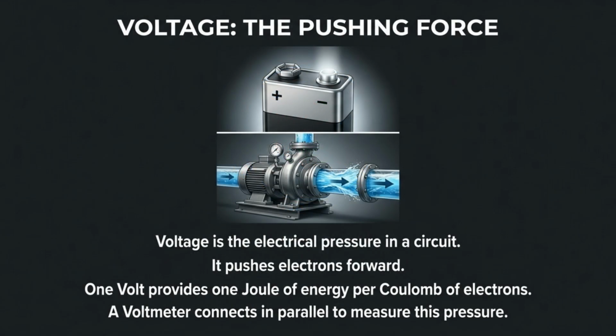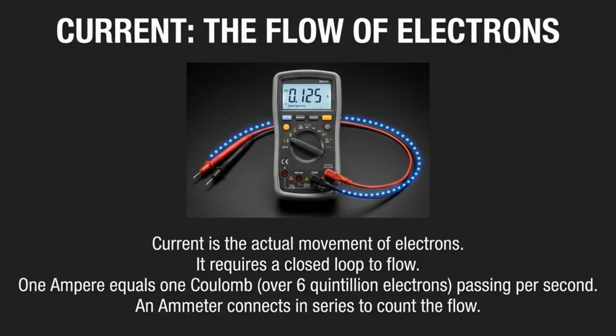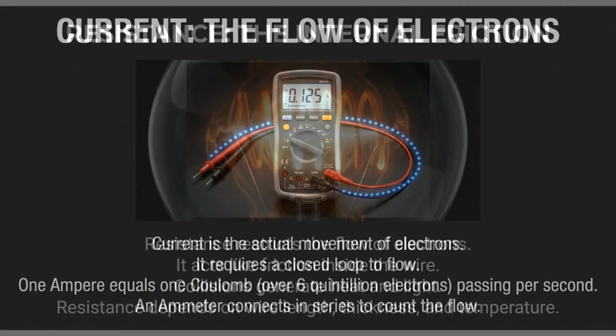Voltage is the electrical pressure or pushing force in a circuit. It pushes electrons forward. 1 volt equals 1 joule of energy per coulomb of electrons. We measure this pressure in parallel using a voltmeter. Current is the actual flow of electrons and requires a closed loop. 1 ampere is a coulomb of electrons passing per second. An ammeter connects in series to count this flow.